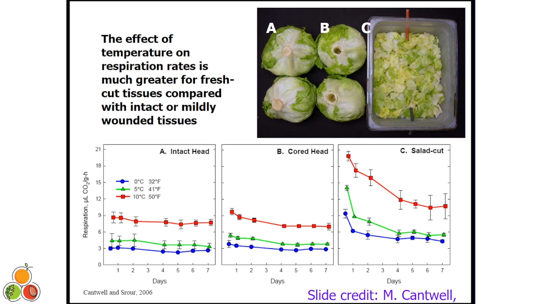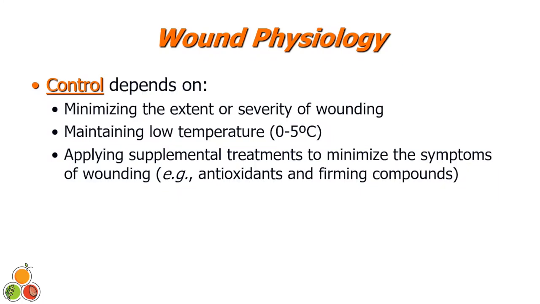The other thing that I want to point out here on this one is, look at the respiration rate of the salad cut lettuce at 0 degrees. It's almost as high as the intact heads or the cored heads at 10 degrees. So you're greatly reducing the respiration rate in terms of going down from 10 to 5 to 0, but it doesn't completely take away that wound response. It's still respiring at a higher rate when it's wounded in the fresh cut process.